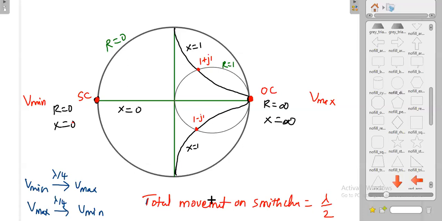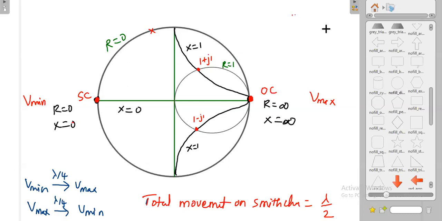Now I have one question. Say for example, I am here. I am somewhere on the transmission line. Now if I move lambda by 2 distance, where will my point be after rotation? Will it remain in the same place?